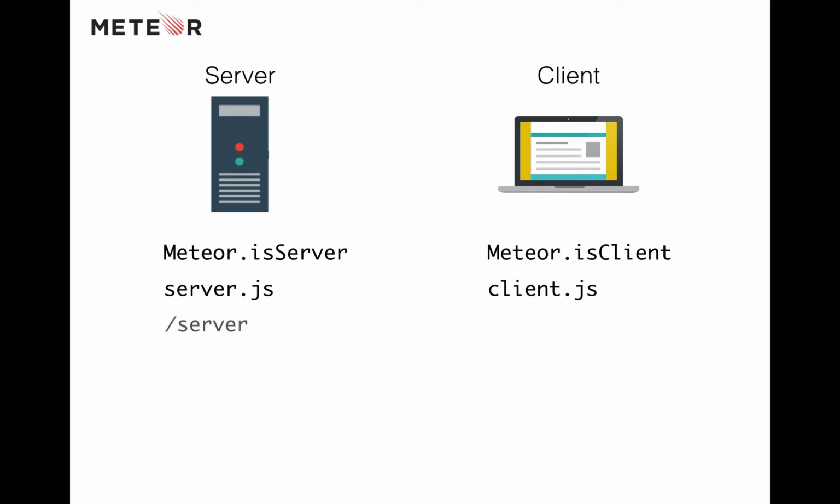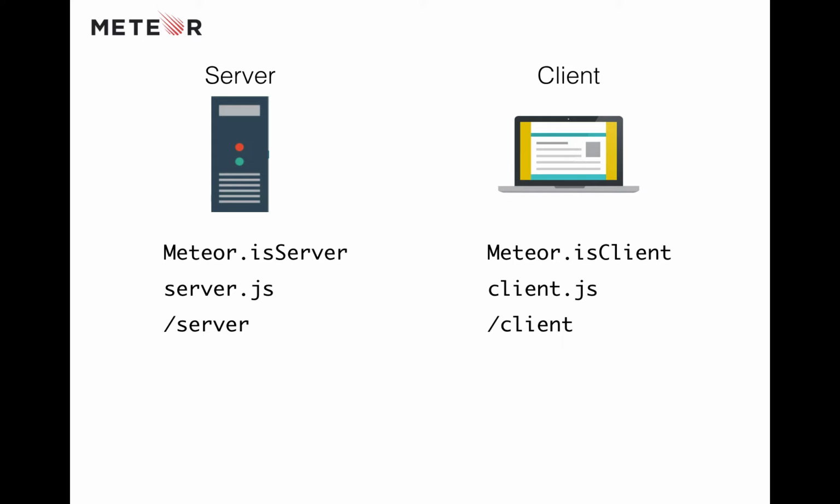The third method is pretty similar. It's by creating a server and client directory, so everything inside the server directory only gets loaded to the server. And these are all pretty similar, except for one major difference: if you create a file that is run on both the client and the server and use a meteor.isServer check, the code inside the meteor.isServer check will be loaded to the client.